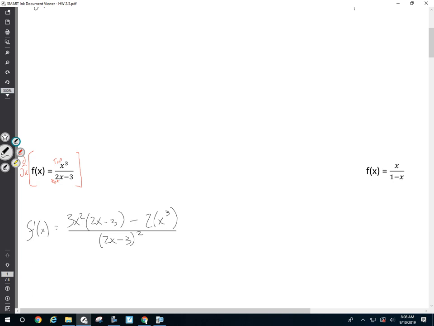Now, this is great. You can leave it like this, but simplifying the numerator is usually what you'll have to do for a quiz or for a multiple choice question on a test. So let's just practice simplifying the numerator.